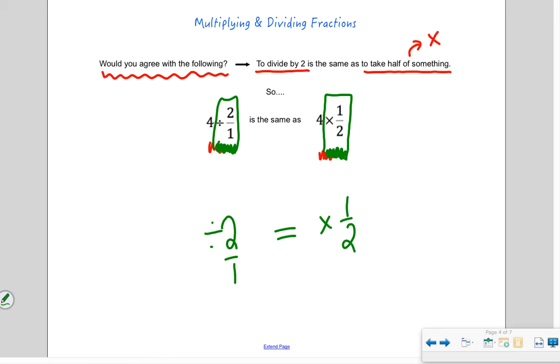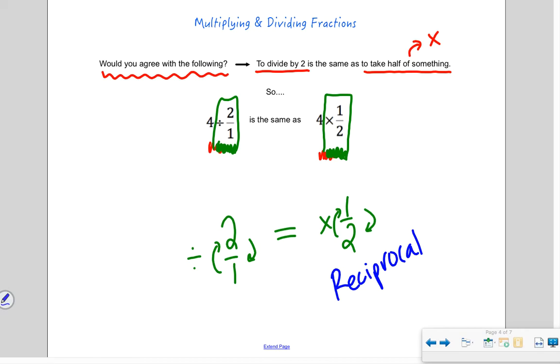And again, what do you notice about these two numbers? What do you notice about these here? 2 over 1 and 1 over 2. We have a fancy math word for those. Does anyone remember? It's called the reciprocal. A reciprocal are simply two fractions that, if you look at the top and bottom, they're flipped.